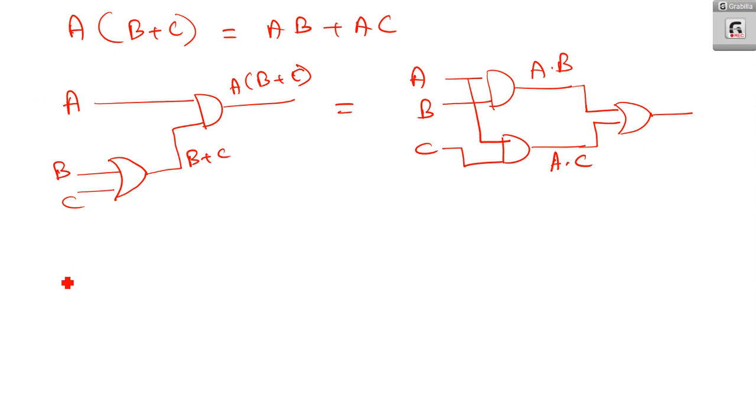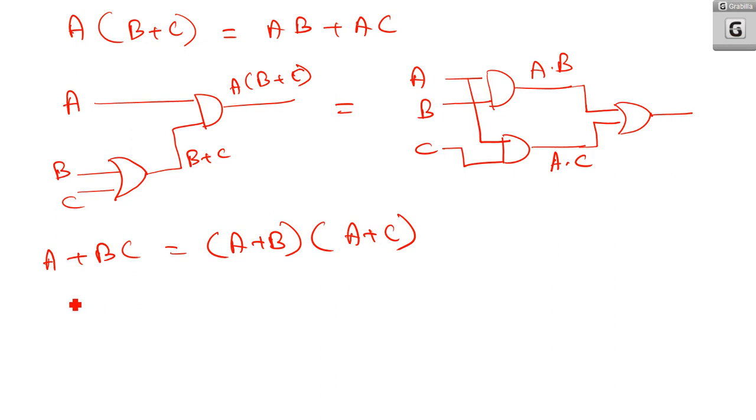So what is the second law? The second law is A or (B and C) is (A or B) and (A or C). Okay. So how do you check it?